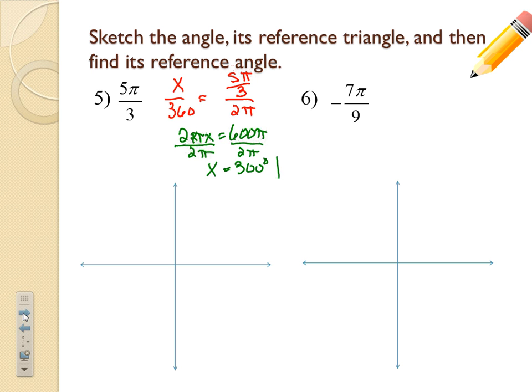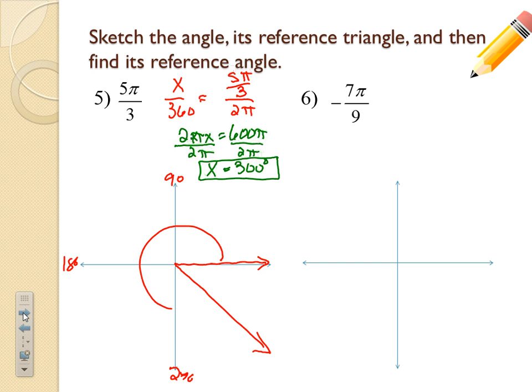So now that I finally know the degree of my angle is 300, I can go ahead and graph this like I have been. Start with my initial side, 300, so 90, 180, 270. I'm going to be all the way over here. So I have a positive 300 degree angle.